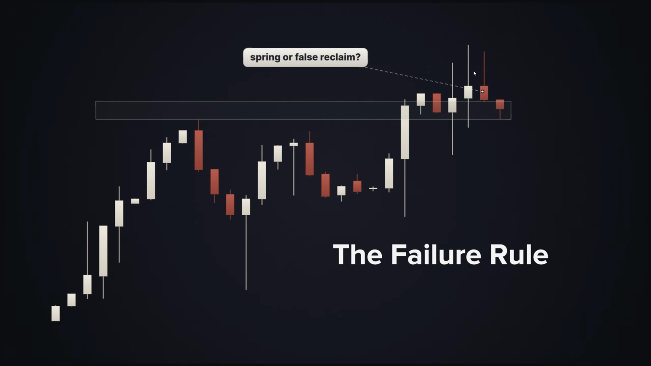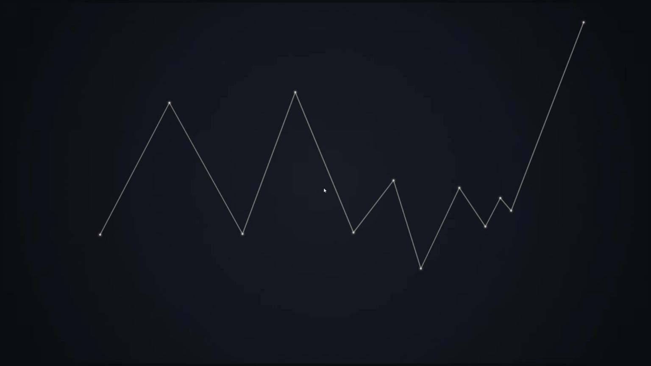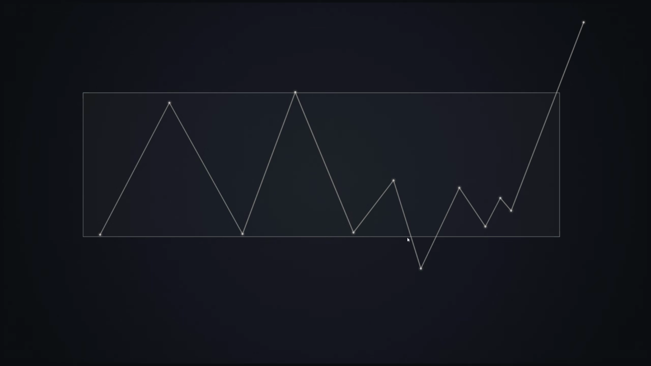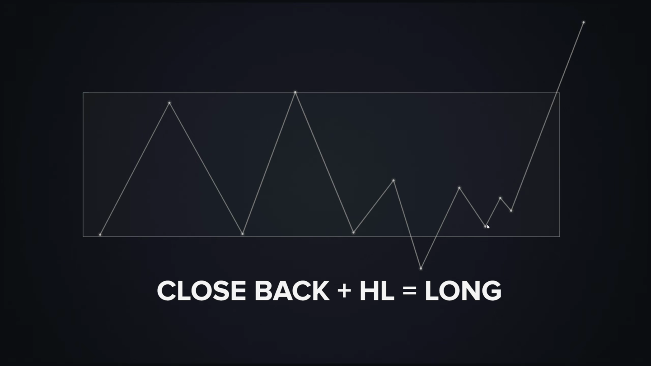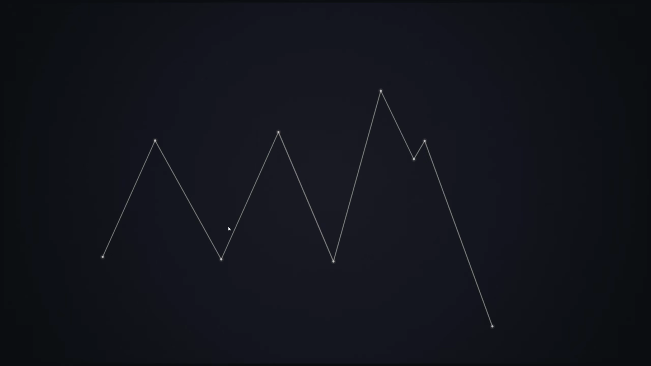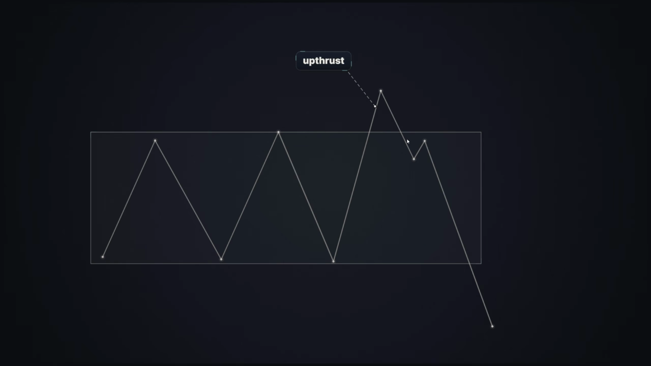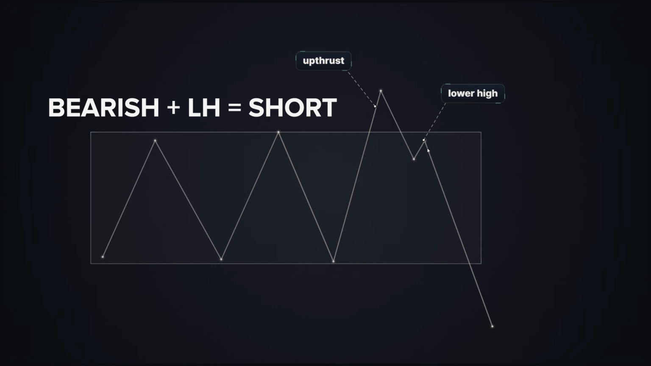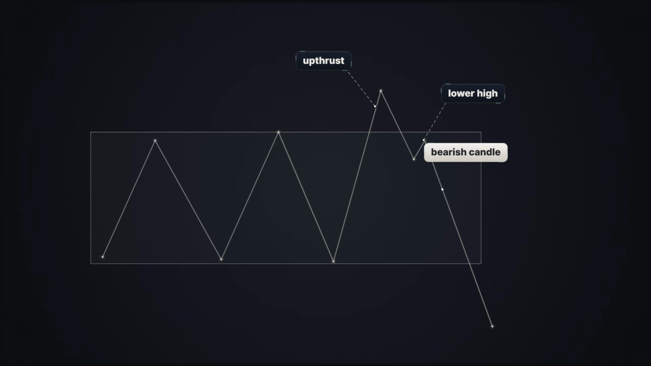So here's the failure rule, and you should write this one down. If price breaks below support and closes back above support, I wait for the first higher low or a bullish candle away from the level. If price does not close back above support, I skip the long. Now flip the chart. If price breaks above resistance and closes back inside the range, I wait for the first lower low or a bearish candle away from the level, then I can look for a short. If price closes above the range and holds above it, I do not fight the breakout.